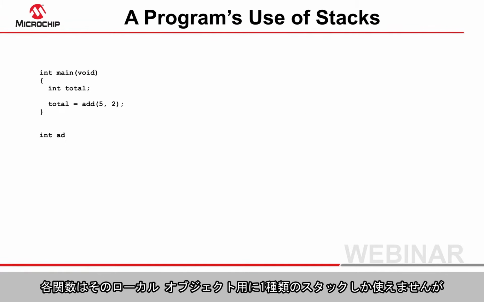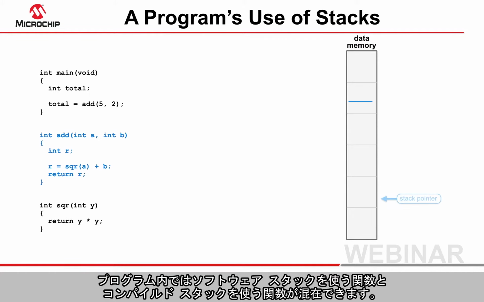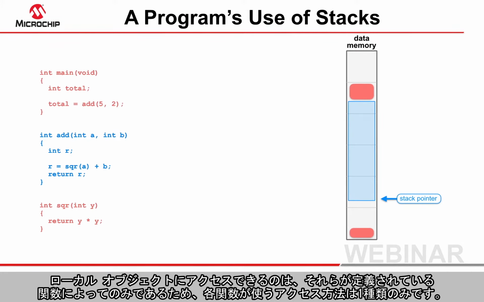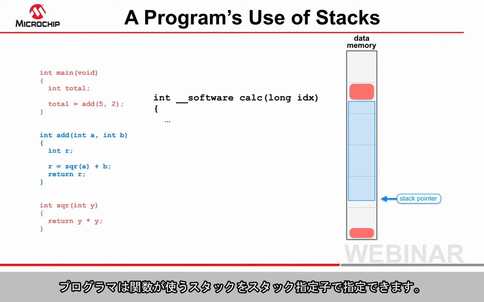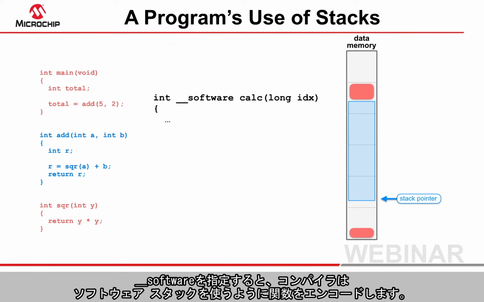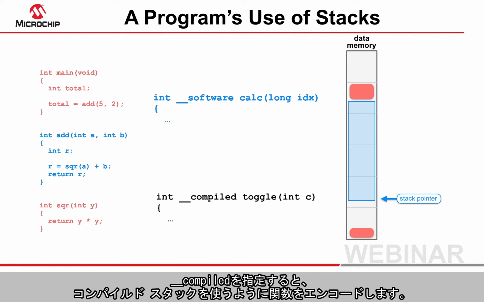Each function can only use one type of stack for its local objects, but in a program, some functions might use the software stack and others might use the compiled stack. Since local objects can be accessed only by the function in which they are defined, each function uses just the one access method. A programmer can indicate which stack a function will use via a function specifier. Use _software so the compiler will encode the function to use the software stack, or use _compiled to have the function encoded to use the compiled stack.